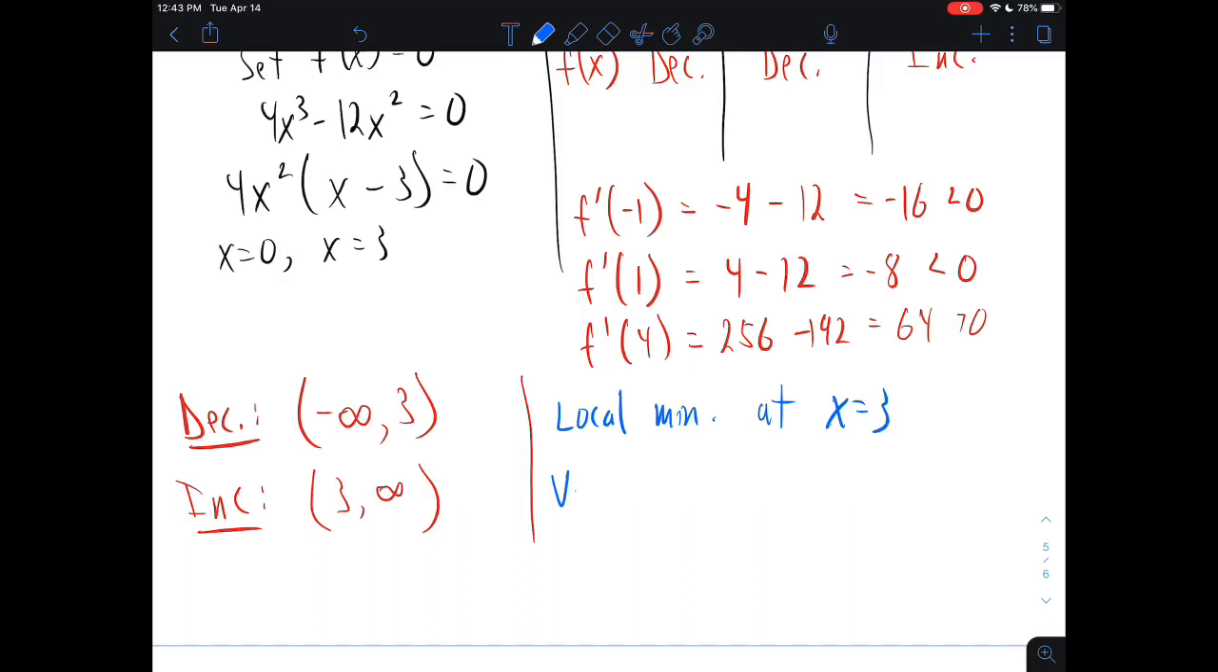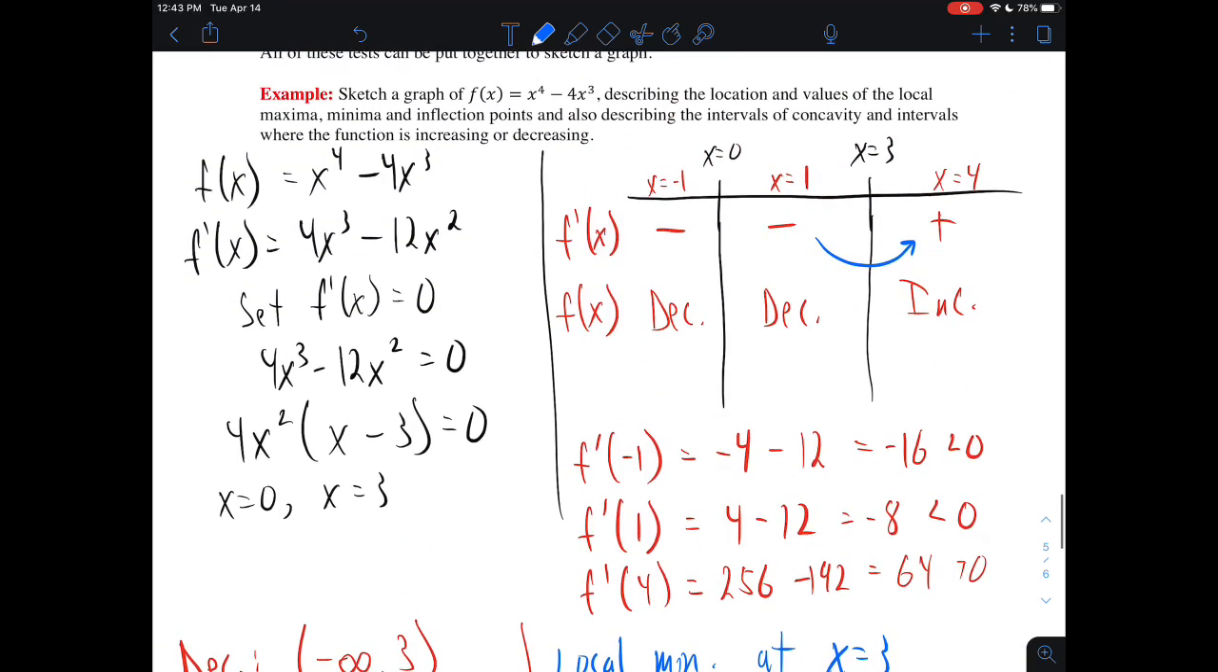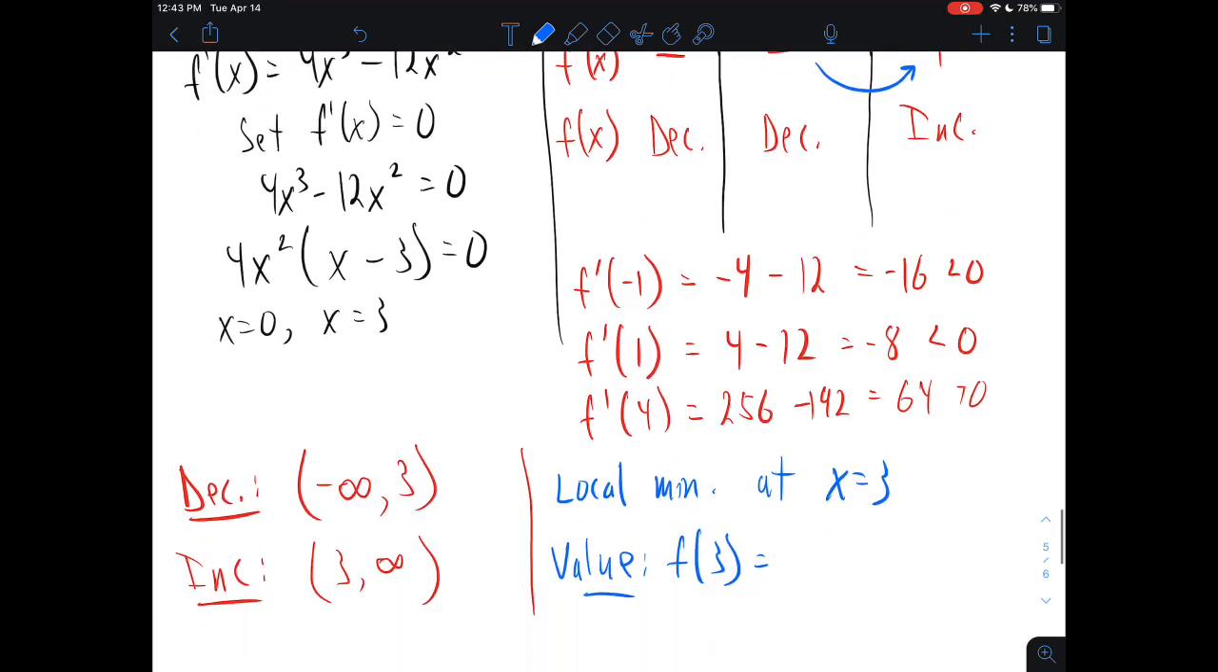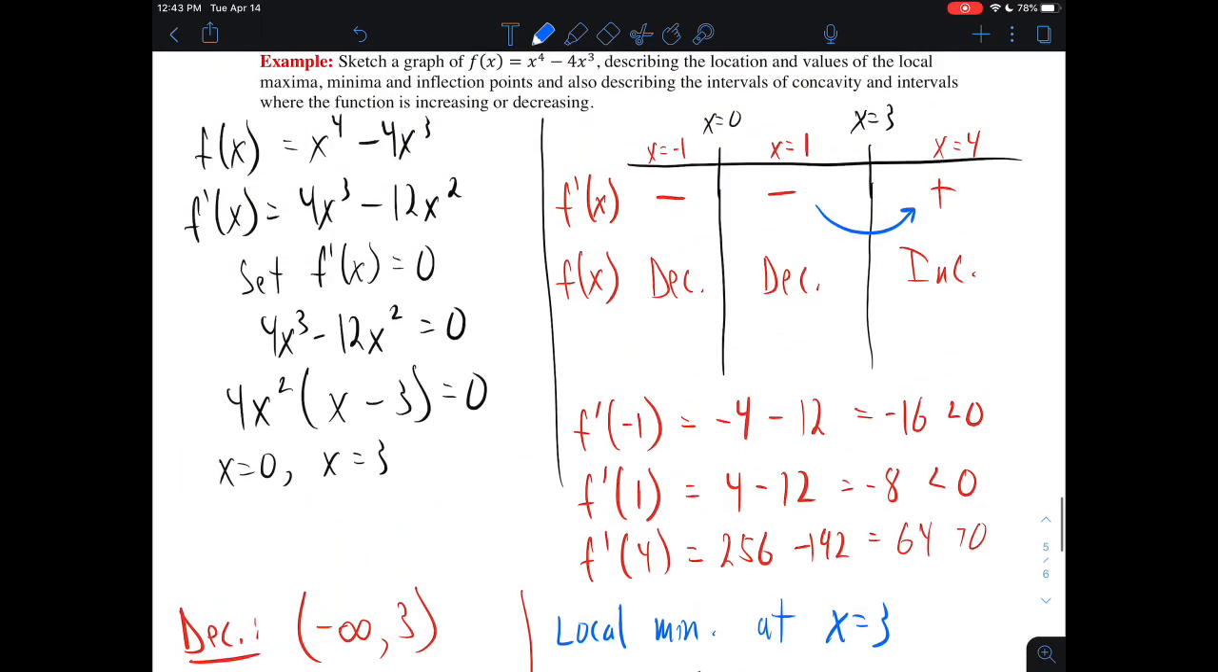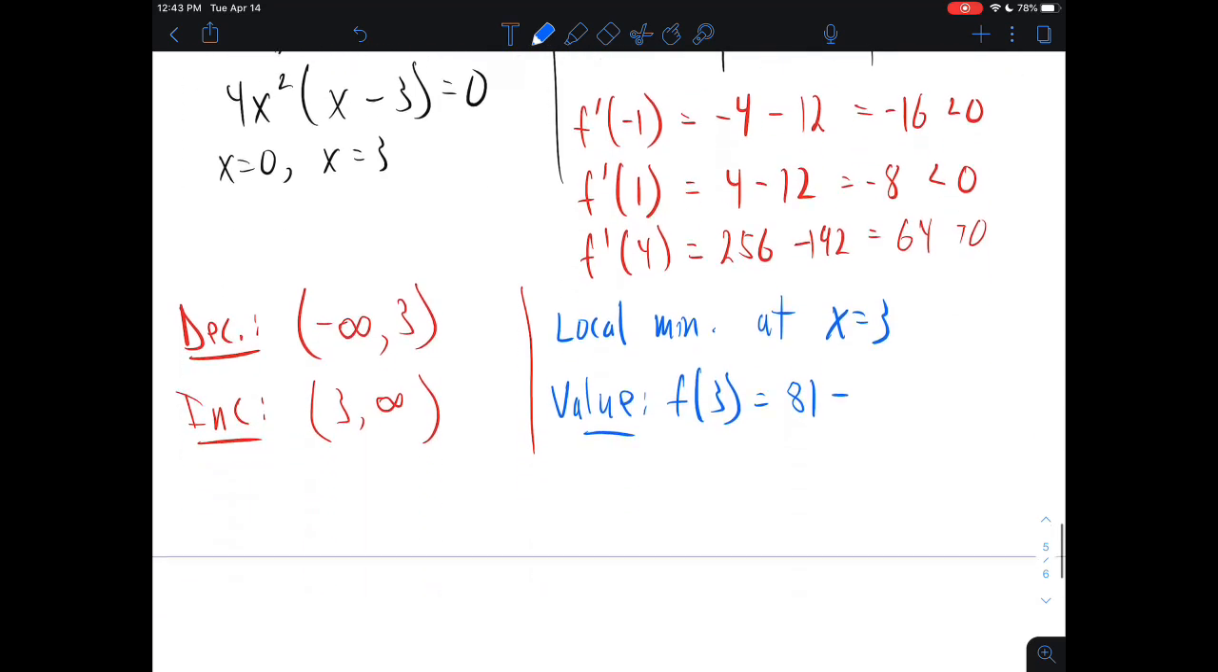So the value, now notice here I have to use my original function because I now want to talk about what value the original function has at this minimum. That would be f of 3. So this would be 3 to the 4th power, or 81, minus 4 times 27, which would be 108. So I get negative 27.